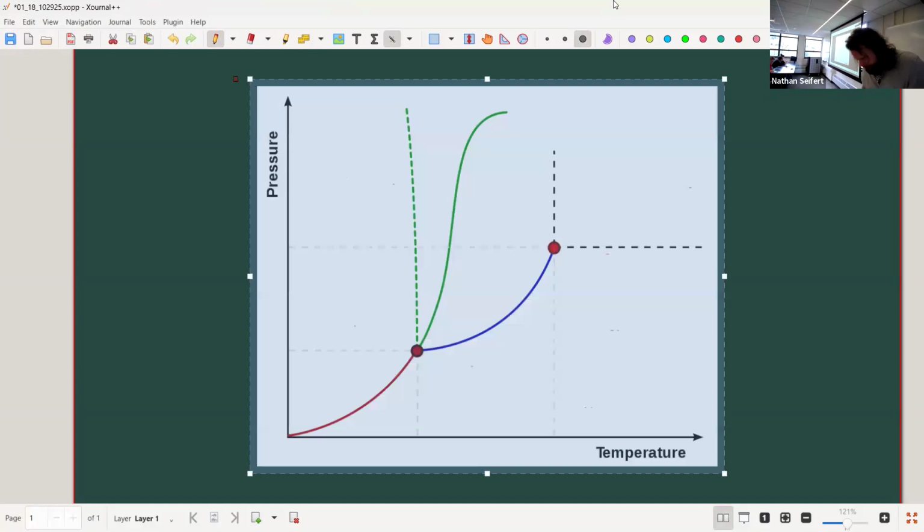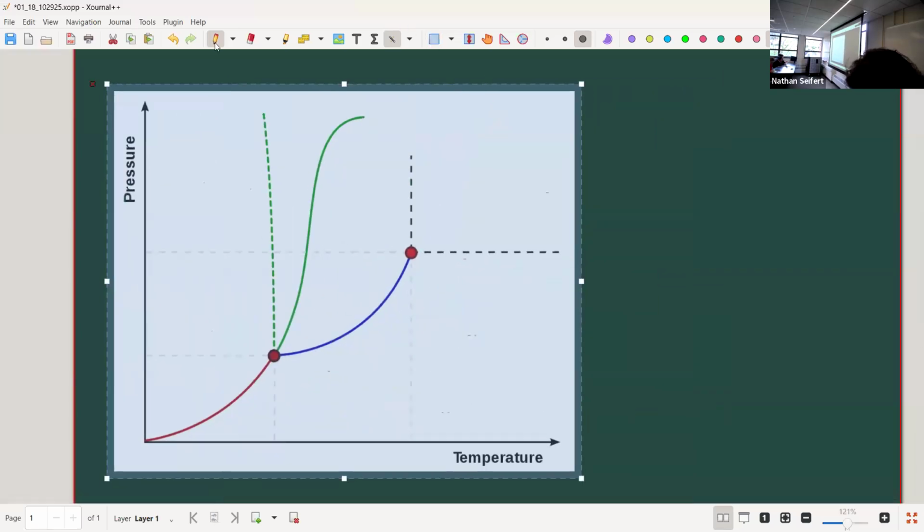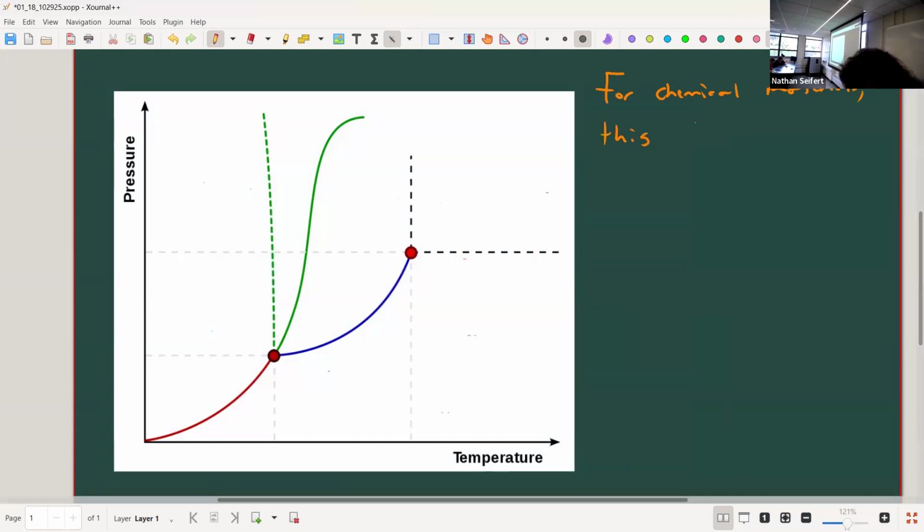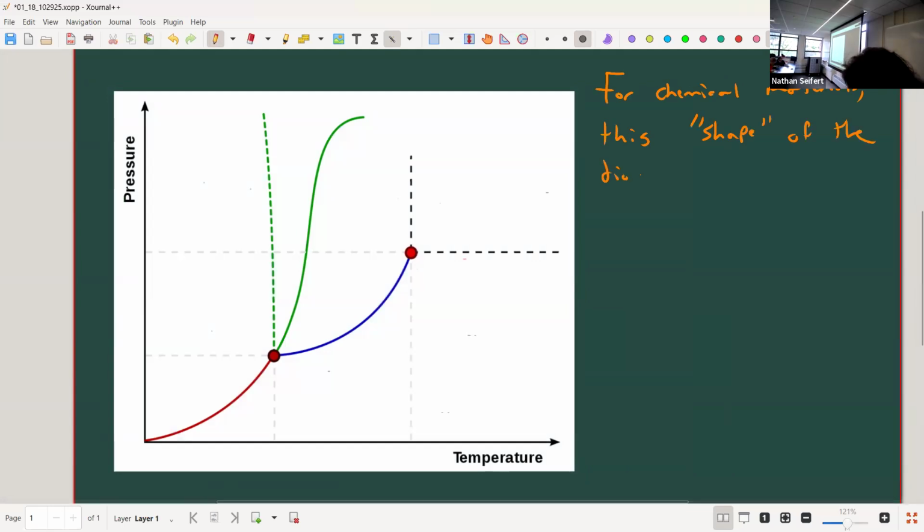They all kind of look like this. This is a classic phase diagram of anything. It doesn't really matter what it is. This could be benzene, it could be carbon dioxide, any sort of material. This is what it's going to look like. So in general, the topology, if you will, the general structure of the phase diagram is universal. For chemical materials, the general shape of the diagram is effectively universal.